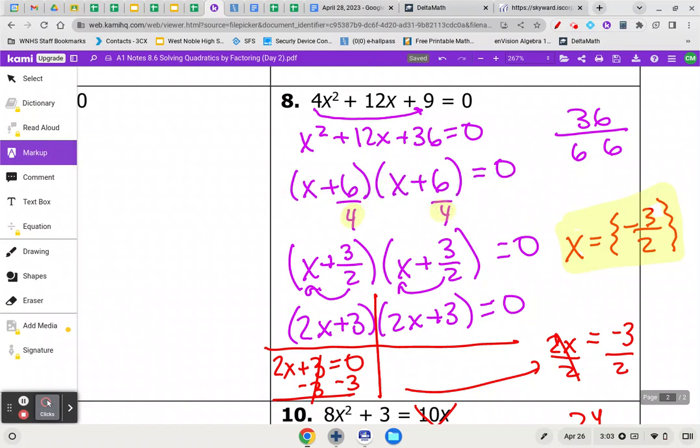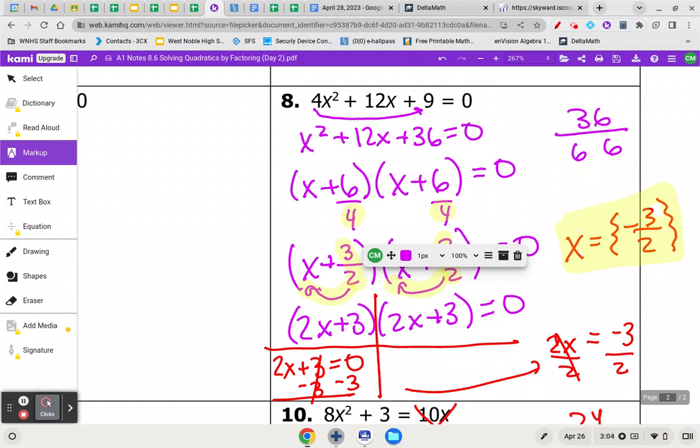I reduced. 6 over 4 reduces to 3 over 2. And then I had to move that denominator 2 over. So you'll notice both factors are the same. 2x plus 3, 2x plus 3. Since these factors are the same, I only need to solve for one of them. So I ended up getting negative 3 over 2 as my one solution.